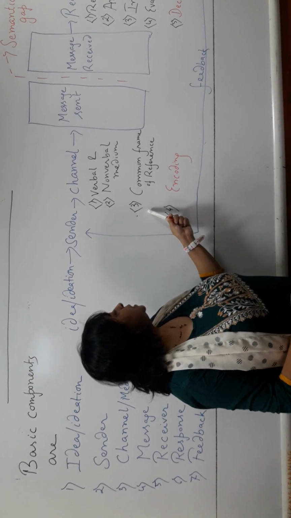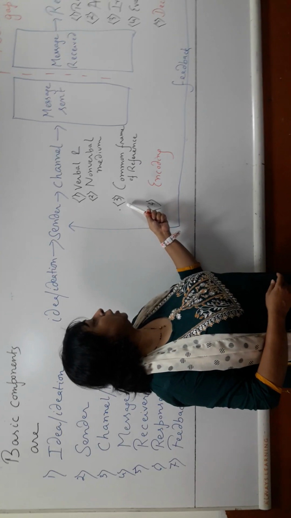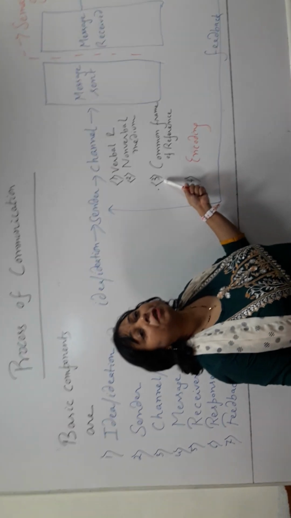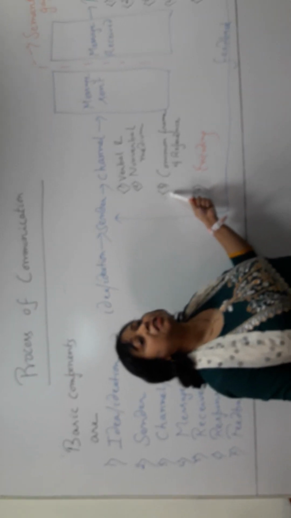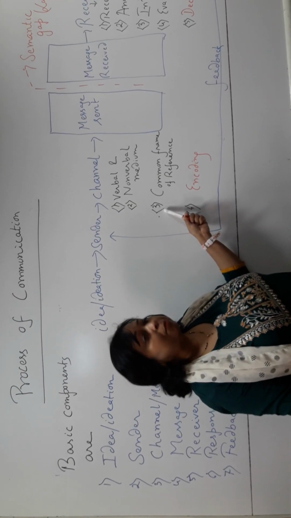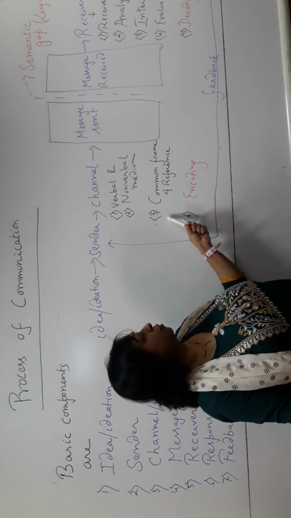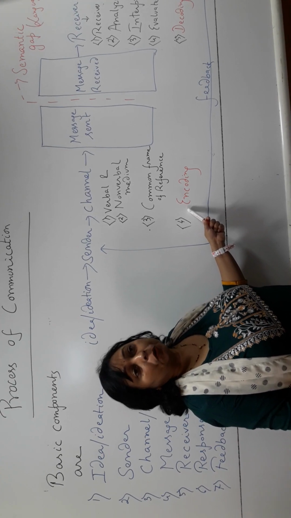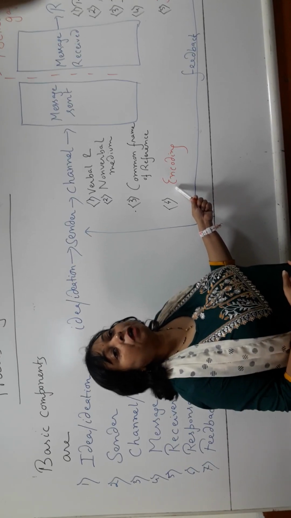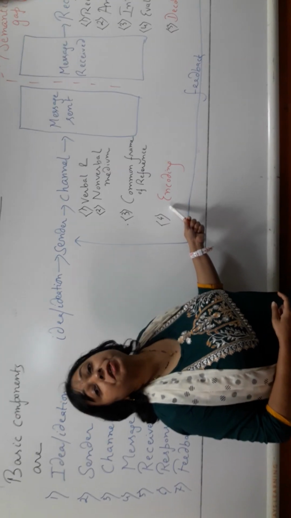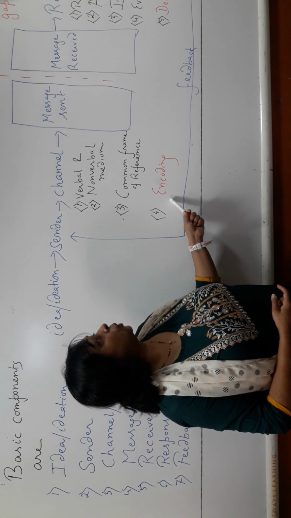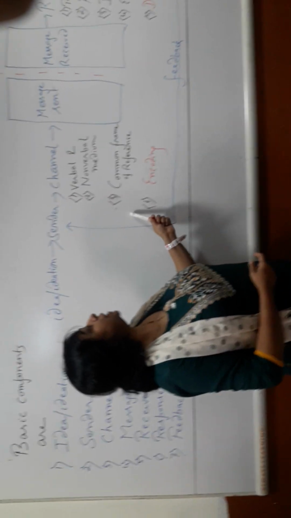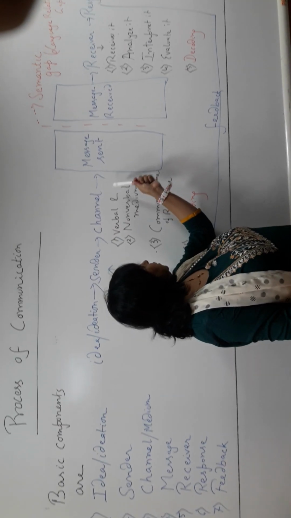After that, the third kind of process is called the common frame of reference. What do you mean by the common frame of reference? Sometimes sender and receiver use the same type of channel, that is called common frame of reference. Coming to the fourth point, that is called the encoding. What is encoding? Encoding means the sender uses some special kind of language. So with these 4 types of things, the sender has to pass on.